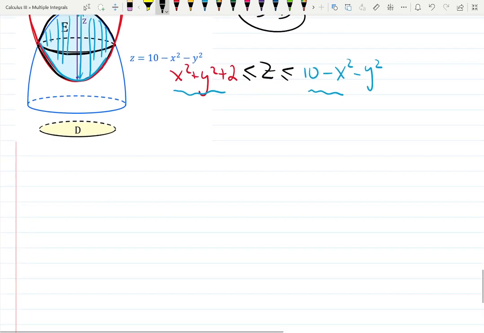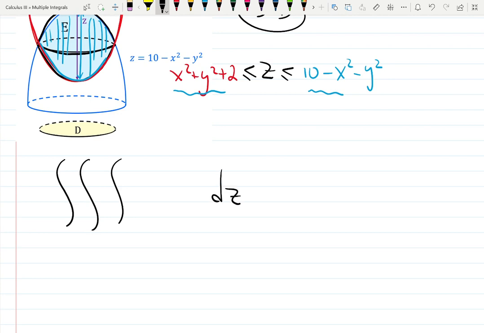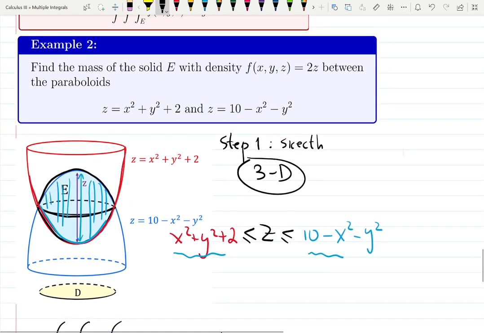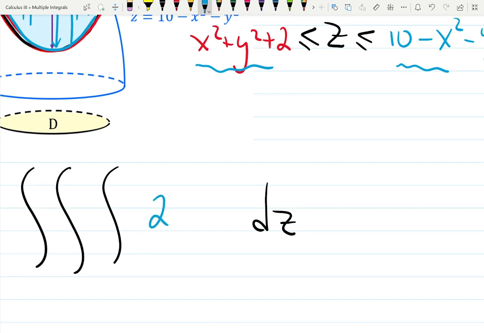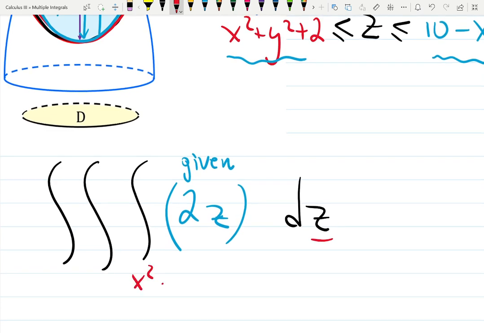So now we know how to start the integral. If you want to keep accumulating the information, that's what I like doing. You chose dz to be first. And again, we're going to teach you how to change that. dz goes first. Don't touch the function inside. That's the density. Put it inside. It's there, two z's inside. It's a given function. That is given. We will be changing it in cylindrical and spherical coordinates. But for now, you can keep it like this. Z is a variable that changes from x squared plus y squared plus 2 to 10 minus x squared minus y squared.